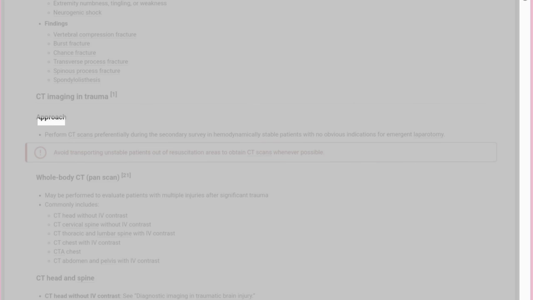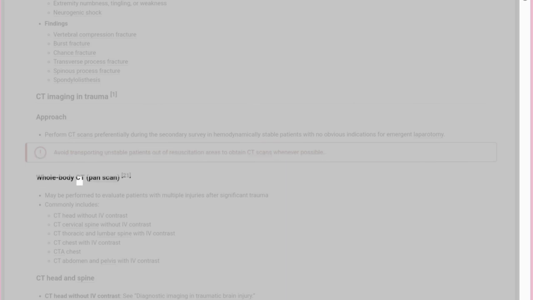Approach: perform CT scans preferentially during the secondary survey in hemodynamically stable patients with no obvious indications for emergent laparotomy. Avoid transporting unstable patients out of resuscitation areas to obtain CT scans whenever possible.